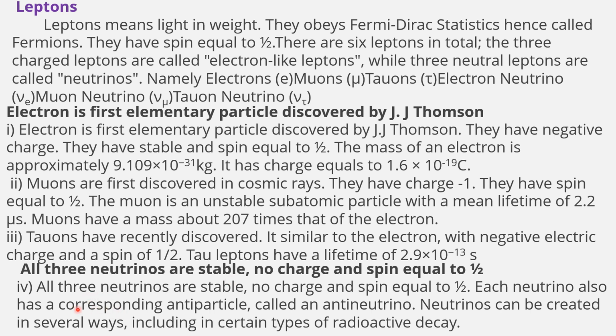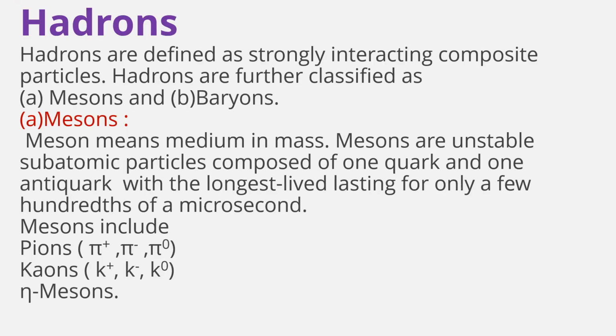Each neutrino also has a corresponding antiparticle called an antineutrino. Neutrinos can be created in several ways, including in certain types of radioactive decay. Hadrons are defined as strongly interacting composite particles, and they are further classified as mesons and baryons.